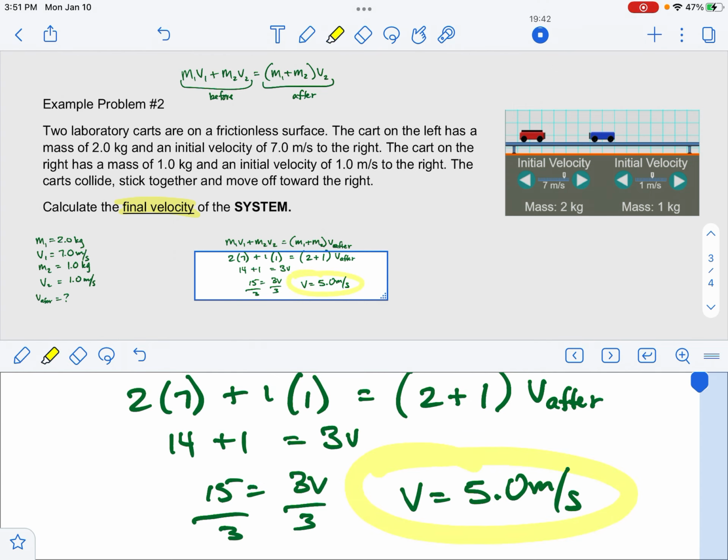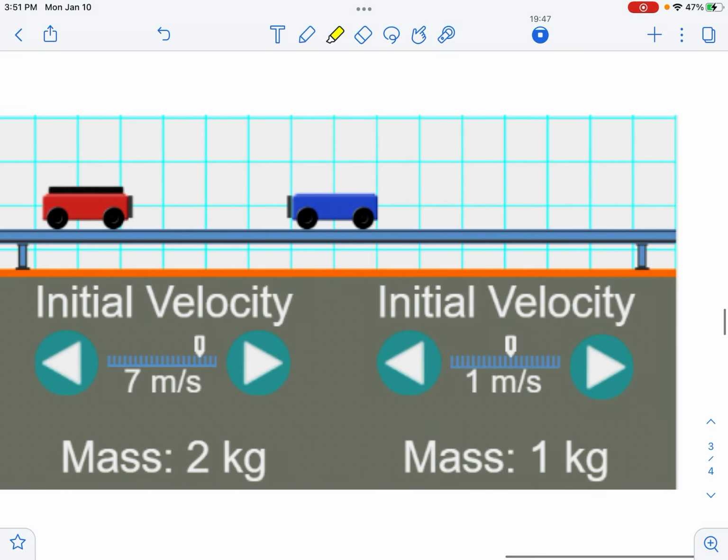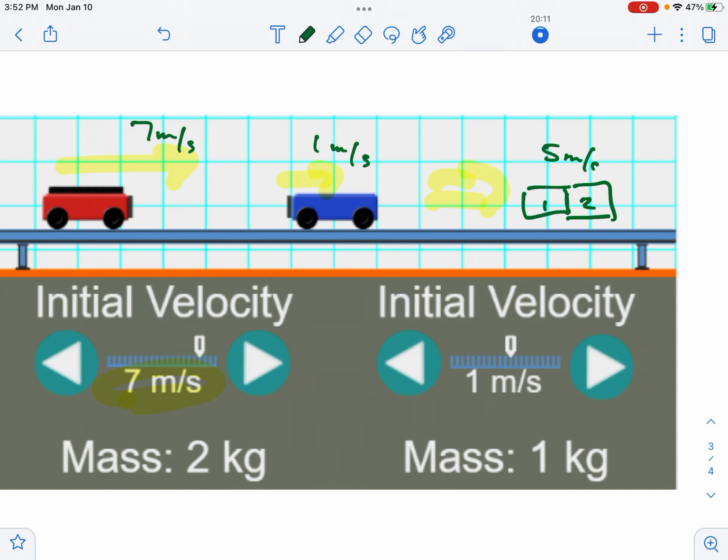Okay, so now let's see. Does that make sense? If this glider is going along at 7 meters per second and this glider is going along at 1 meter per second and they hit each other, does that mean that they're going to be sticking together and moving slower? Sure. So this is 7 meters per second. This is 1 meter per second. And this is 5 meters per second.